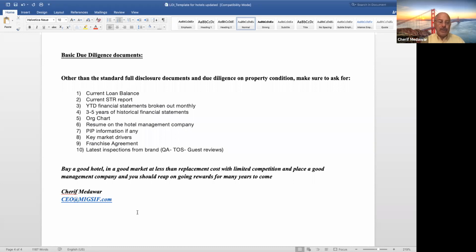So buy a good hotel in a good market at less than replacement cost with limited competition, and that's your formula, and place a good management company or a good management team, and you should reap ongoing rewards for many years to come. That's the way to do it.